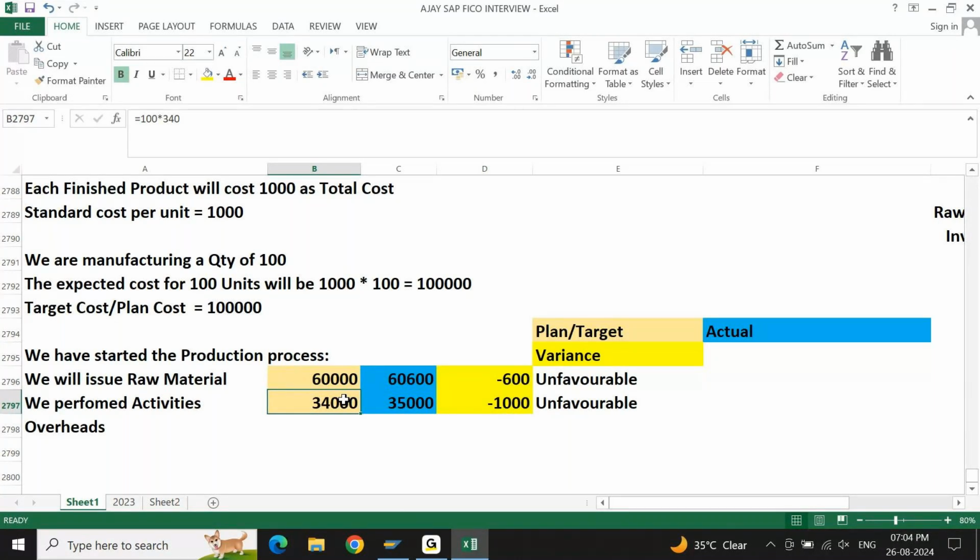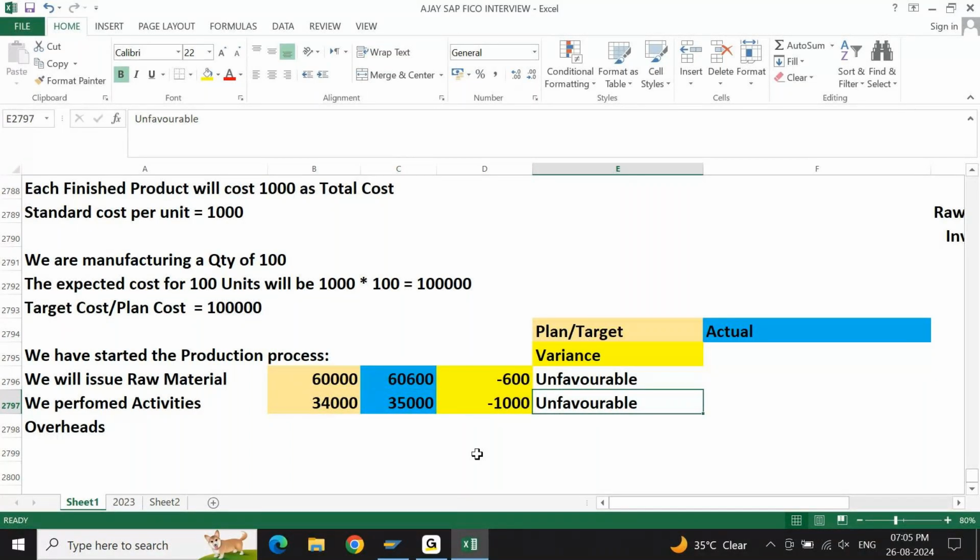Like this, there can be any reason. Whatever activity you are performing, it can be actually the same as you planned, or it can be excess, or it can be less. Three are possible. Same is possible, excess is possible, shortage is also possible. Accordingly, this will be calculated. We are now taking an example where things are different.